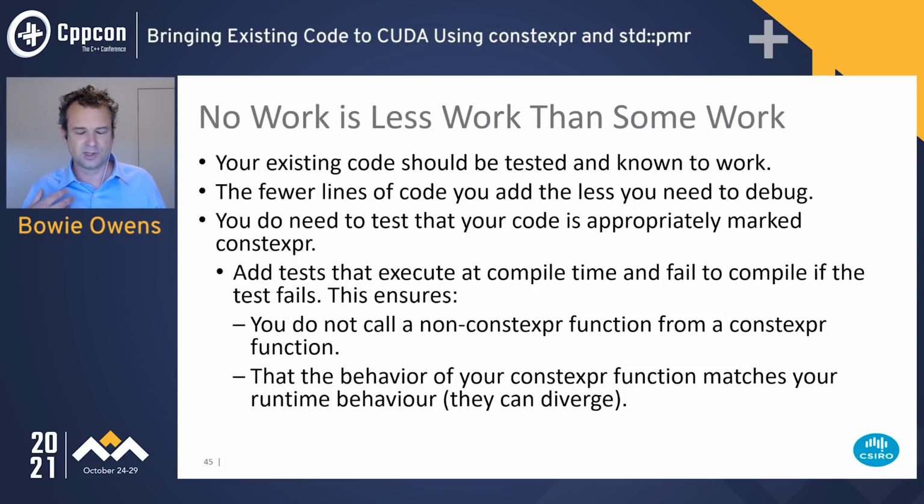And you do have to, of course, test that your code is appropriately marked constexpr. You can do that by adding tests that execute at compile time, and will terminate the compilation with a failure if the test fails. This is going to ensure that you do not call any non-constexpr functions from your constexpr functions. And it also is going to give you a place to verify that your behavior is correct both at compile time and runtime, as they can diverge.